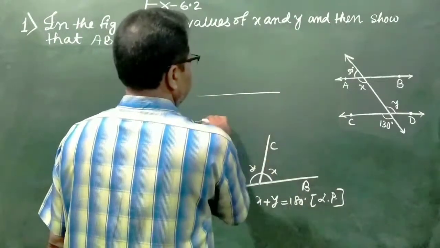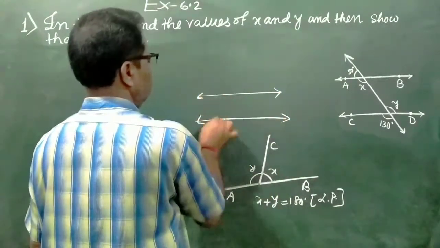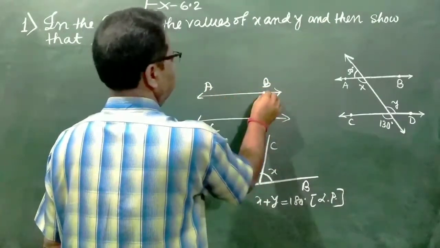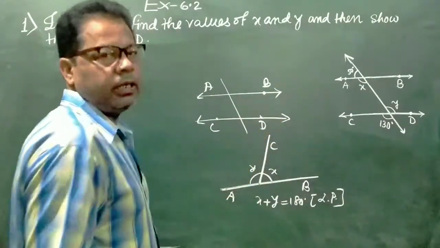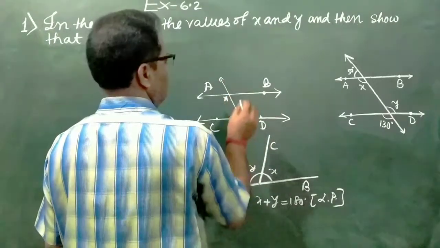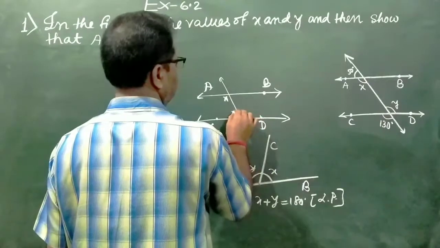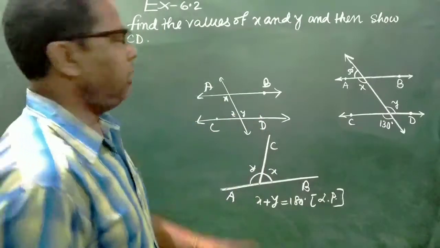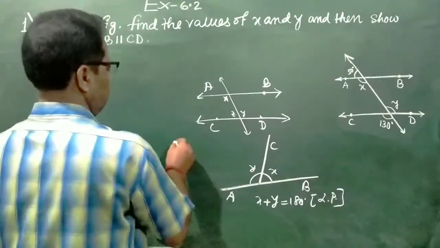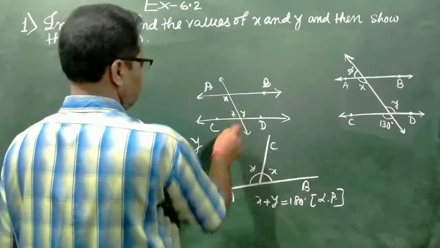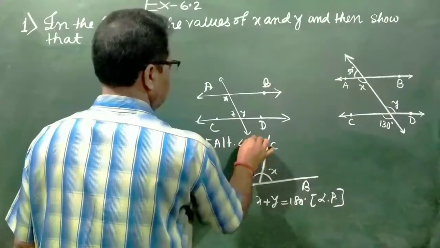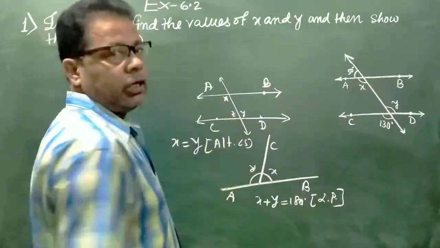If two lines are parallel, AB and CD, these two lines are parallel, cut by one transversal, and if this is x and this is y, z. So in this case, x and y will be equal. These two angles are called alternate angles. Angle x is equal to angle y.